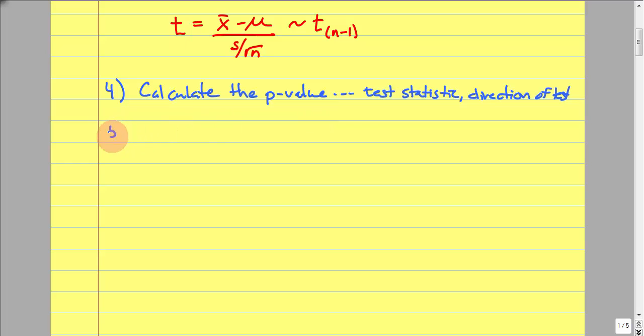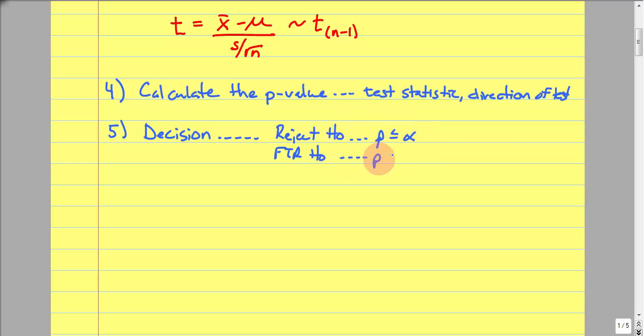Once I calculate the p-value, I'll make a decision. And remember, there's only one of two decisions I can choose. I can choose to reject H0, or I can fail to reject H0. These are my only two options. Reject if p is less than or equal to alpha. Fail to reject if p is greater than alpha. And then my last step is to summarize your results in terms of HA. Now when we talk about in terms of HA, we're talking about in terms of the problem being tested.